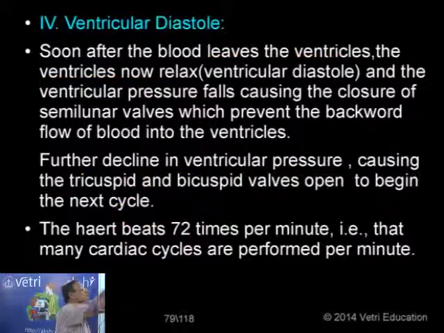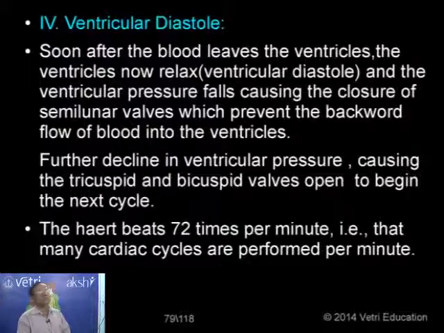Now, the last stage of the cardiac cycle is the ventricular diastole. That is nothing but the relaxation of the ventricles. So as soon as the blood leaves the ventricles, what will happen? The pressure falls within the ventricles. The pressure falls because the blood is leaving the ventricles, and there is no contraction of the ventricular muscles. Now the blood from the two atria once again enters the ventricles, making the ventricles relax. And that is called ventricular diastole.